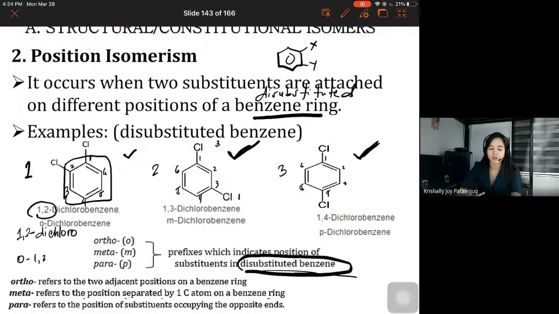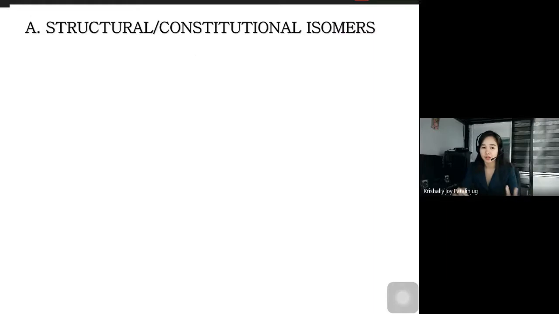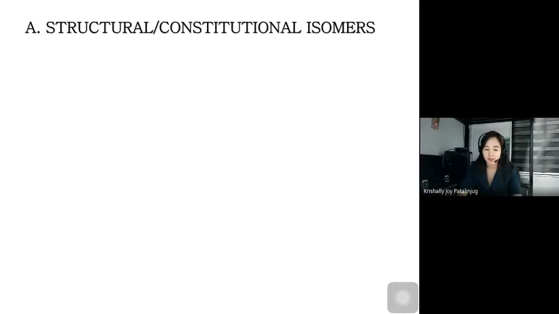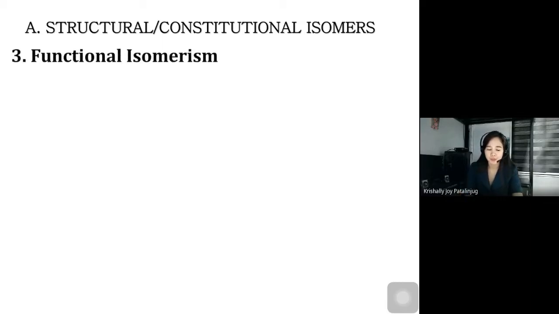Okay, next. So that's it for position isomerism. Pwede siyang observable sa mga set of molecules na magkaiba yung positions ng functional groups or magkaiba yung positions ng substituents. Okay. Let's proceed to the third. Third na commonly encountered din na type of structural isomerism. Ayan, we have functional isomerism.